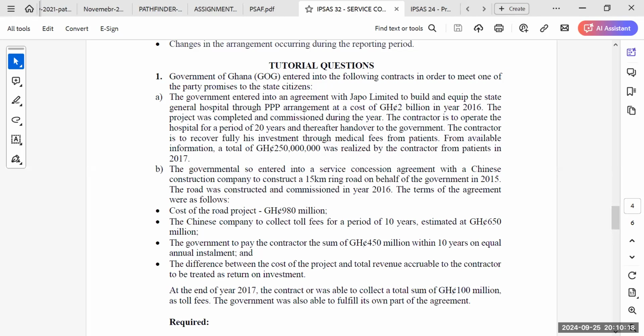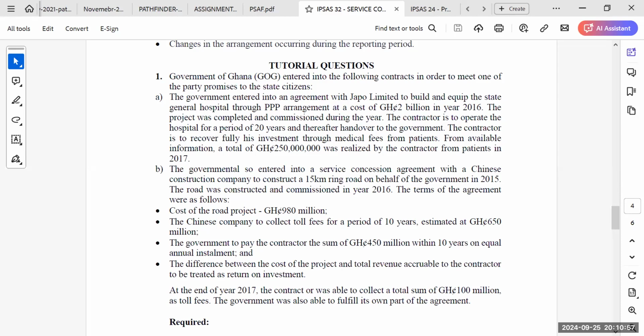650 million, plus the government one. The government will also be paying 450. If you add the two, you have 1,100. Okay. So there will be a difference of 120, isn't it? Yes. The difference they are just telling you to treat as return on investment for the people. So that is a profit that they are getting on the investment. That's why they are saying that the difference between the cost of the project and the total revenue accruable to the contractor is to be treated as return on the investment to the contractor.